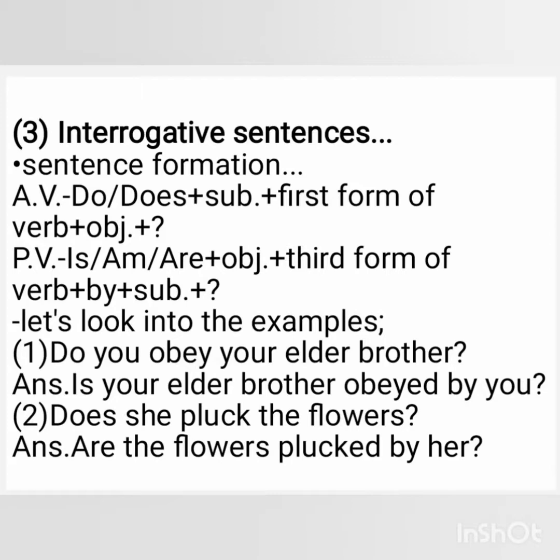Now let's look into the example. Do you obey your elder brother? As per the rules we learnt and the formation of passive voice, the answer will be: is your elder brother obeyed by you? Number 2. Does she pluck the flowers? And the answer will be: are the flowers plucked by her?